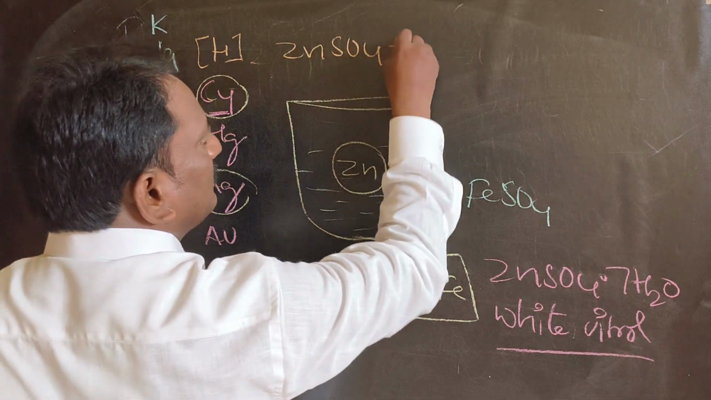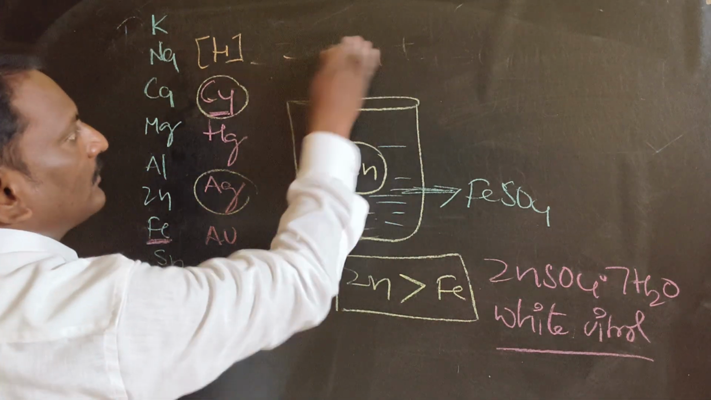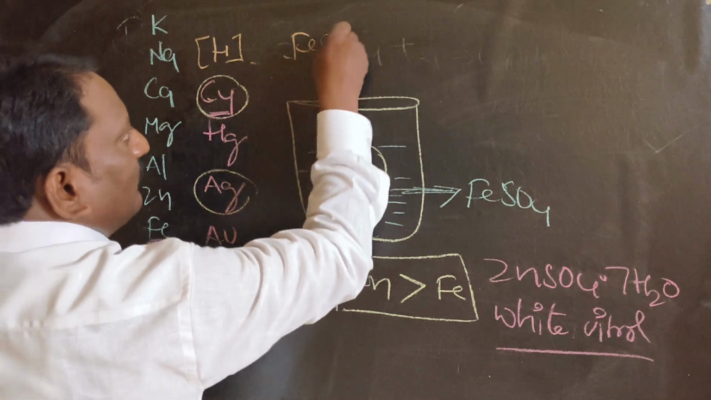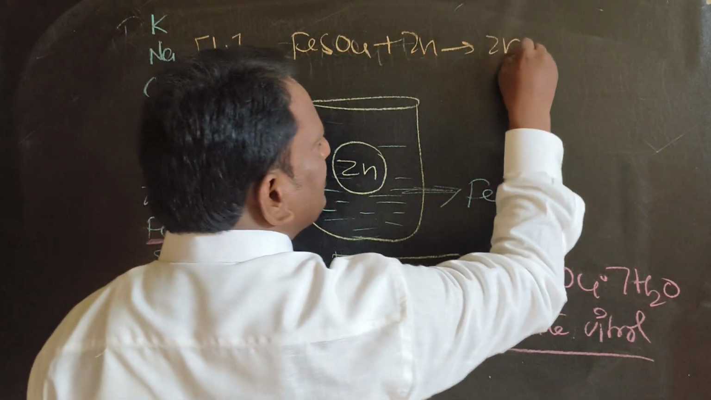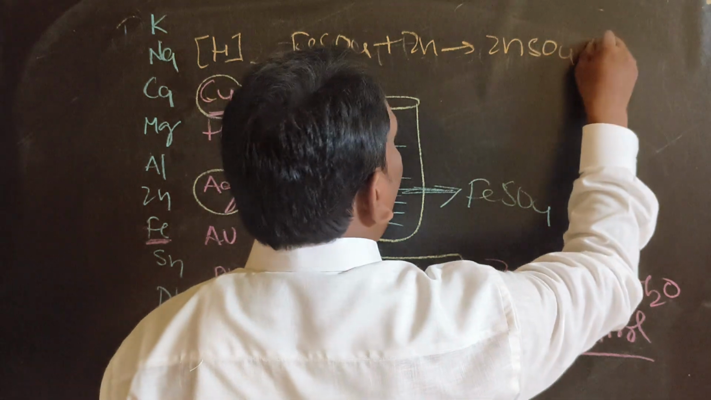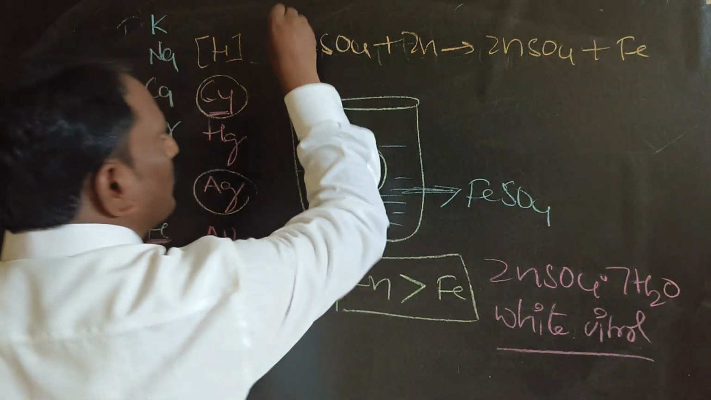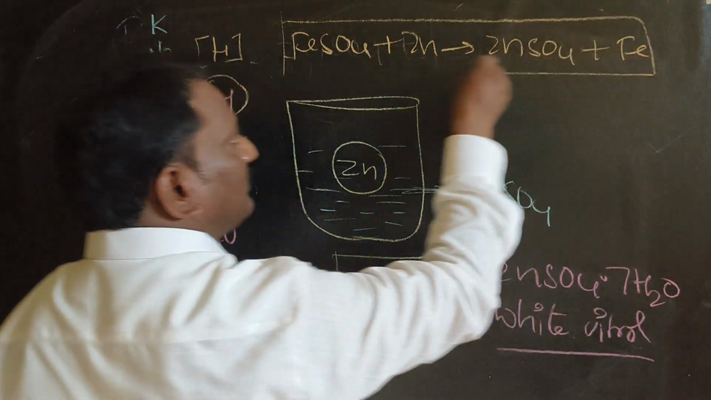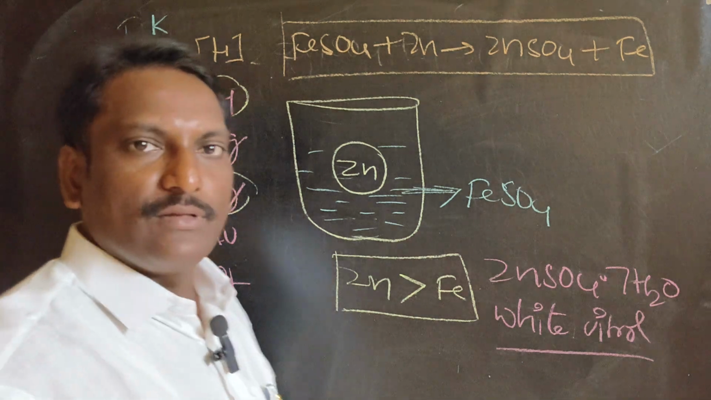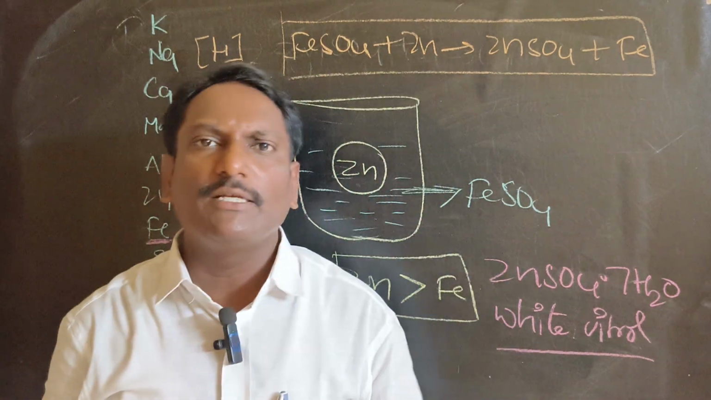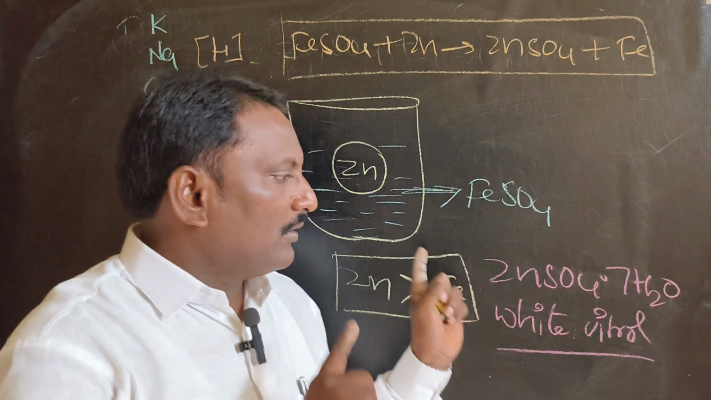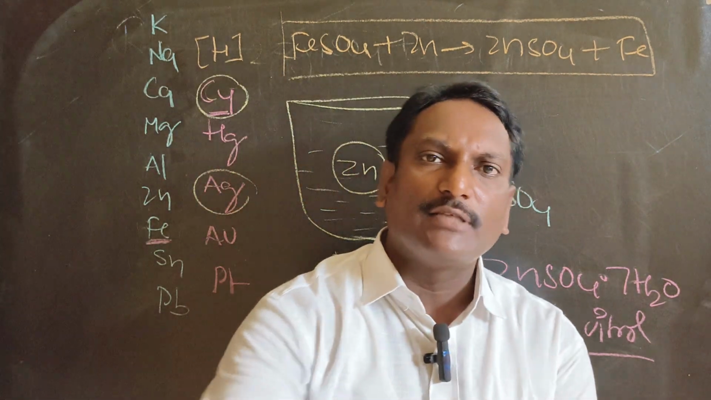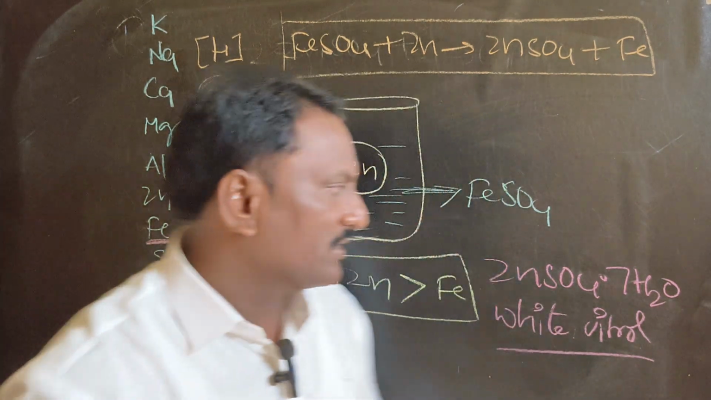Ferrous sulfate reacts with zinc coin, we will get zinc sulfate and iron. So this is a displacement reaction. Is it clear to you, my dear, what is meant by displacement reaction? Okay, right. So I would like to give one more example. After that, let us conclude the session.